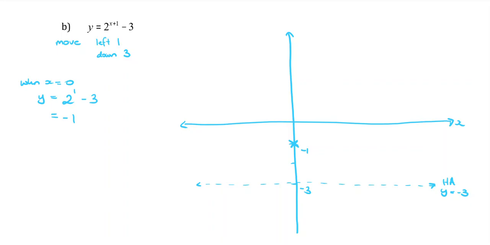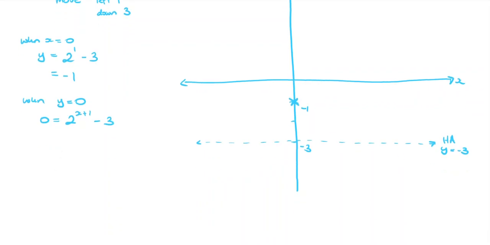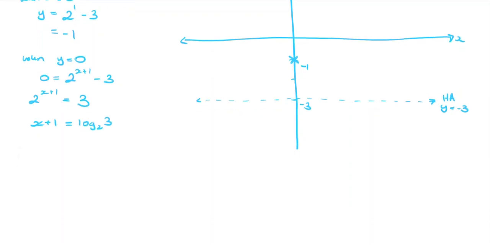Then I'm going to find my x-intercept by subbing in that y is equal to 0. So that would be 0 equals 2 to the power of x plus 1 minus 3. Move the 3 over to the other side, so 2 to the power of x plus 1 equals 3. To solve that equation, I'm going to need to go to logarithms. So I'm going to slide my base, so it's x plus 1 is equal to log base 2 of 3. And then move the 1 over, would be log base 2 of 3 minus 1.